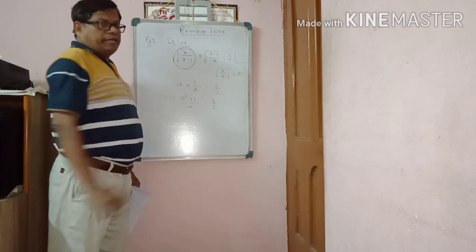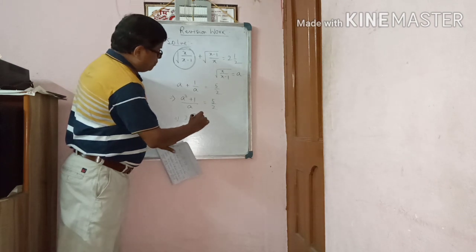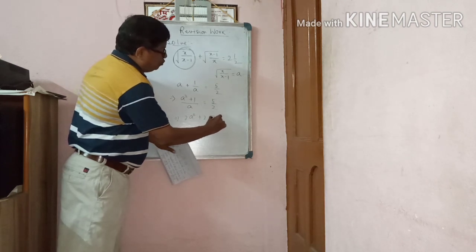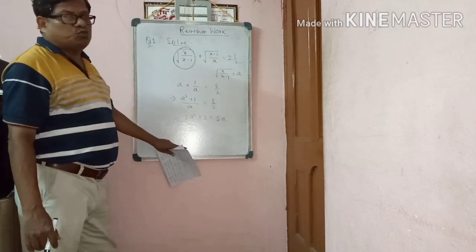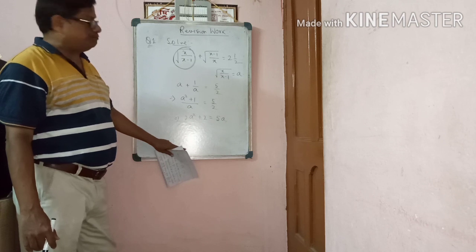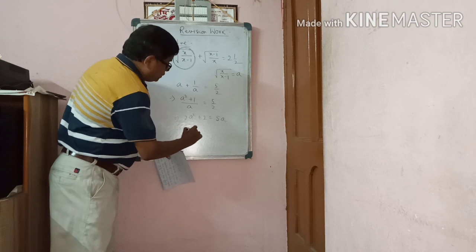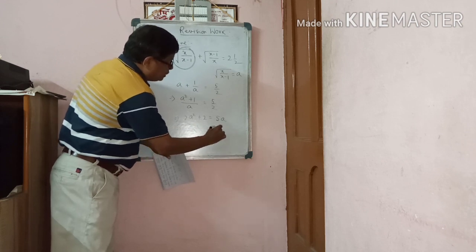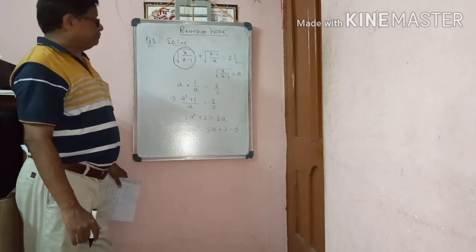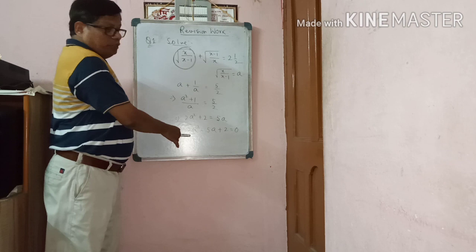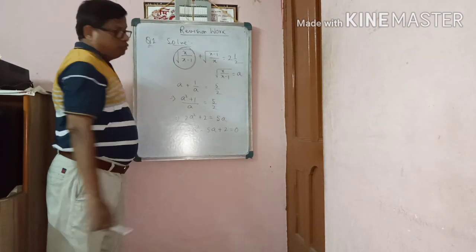Now cross multiplying, 2a square plus 2 equal to 5a. So write 2a square minus 5a plus 2 equal to 0.